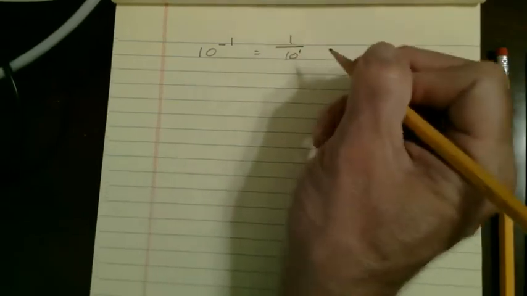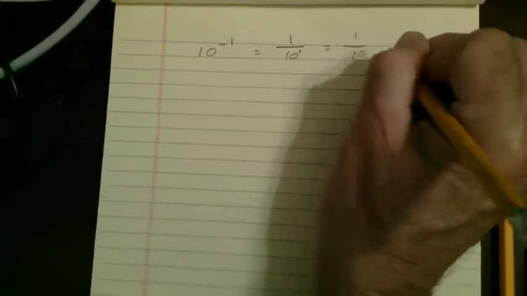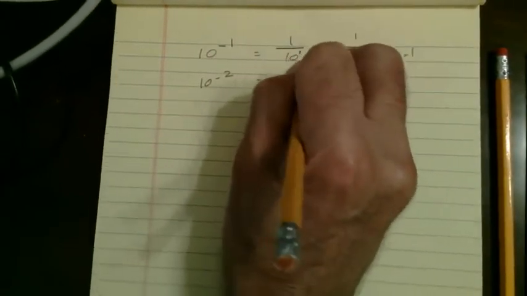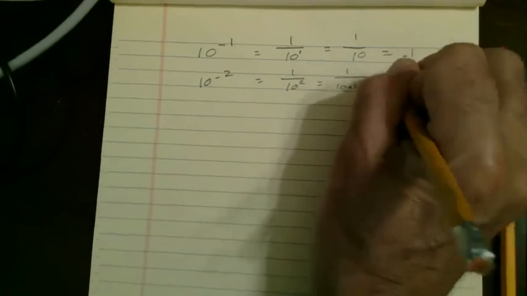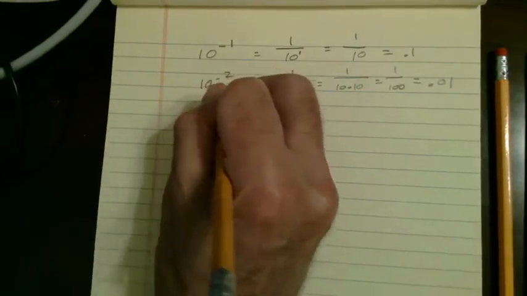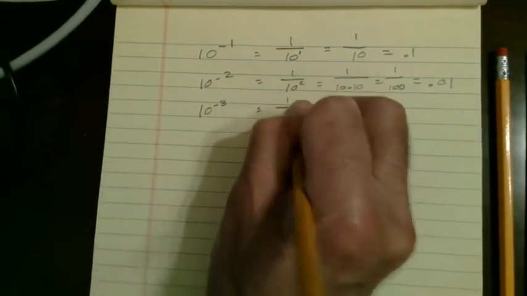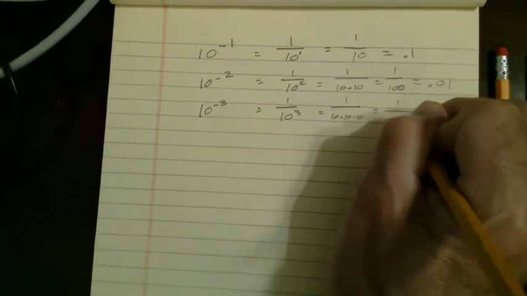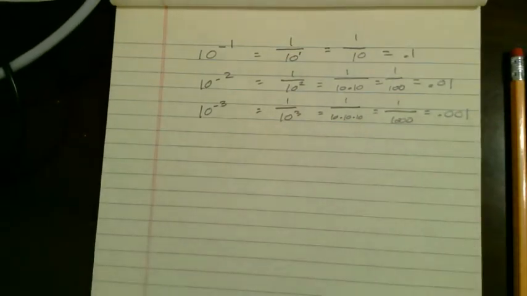Suppose that I have 10 to the negative 1. 10 to the negative 1 is the same as taking 1 over 10 to the first, which equals 1 over 10, or 0.1, 1/10. 10 to the negative 2 equals 1 over 10 squared, which is equal to 1 over 10 times 10, which is 1 over 100, which equals 0.01, 1/100th. 10 to the negative 3 is going to be 1 over 10 to the third, which is 1 over 10 times 10 times 10, which is 1 over 1000, which is 0.001, 1/1000th. And we can keep on going with something like that.